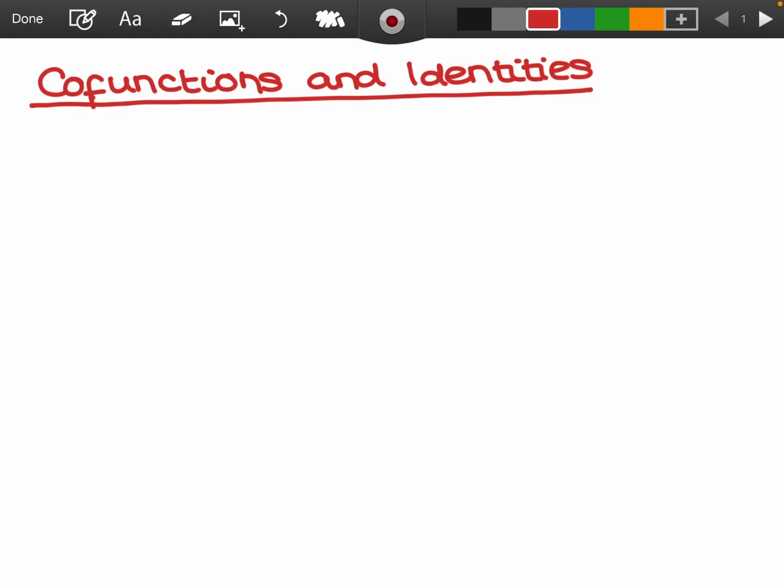In this video, we're going to look at several identities that involve these trigonometric functions that we have been looking at with sine, cosine, tangent, and their reciprocals. The first thing that I want to look at is something called cofunctions. Cofunctions are where you match up some of these trigonometric functions such that for particular angles, they are going to be equal to one another.